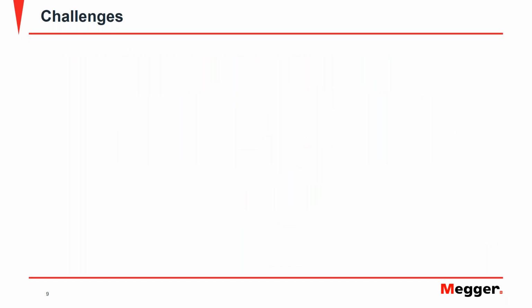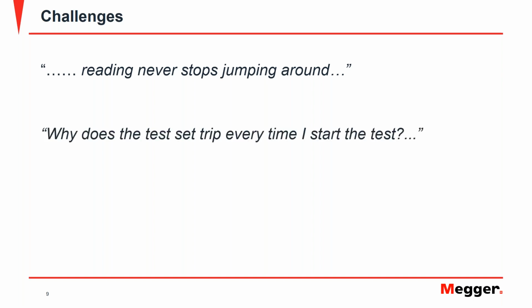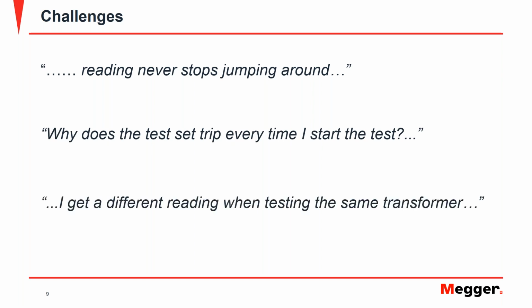So let's look at some challenges that we hear or we come across. Let's say you have a winding resistance measurement that never stabilizes. Your reading always jumps around. It never stops jumping around. Or you try to conduct a test and your test set unexpectedly trips when you're trying to start it. Or you're trying to measure the same winding on the transformer, but you always get a different reading.